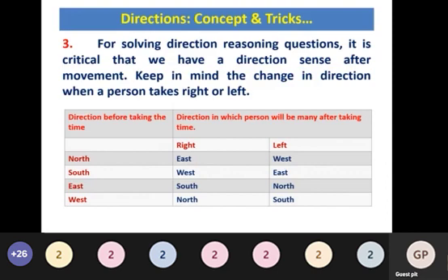Similarly, if the direction before taking the turn is east, and the person moves right it means south, and left means north. The last one: if the direction before the turn is west, if he moves right it means north, and if he moves left it means south. So this is very, very important. You are supposed to learn this area correctly so that you can do the problems very easily.